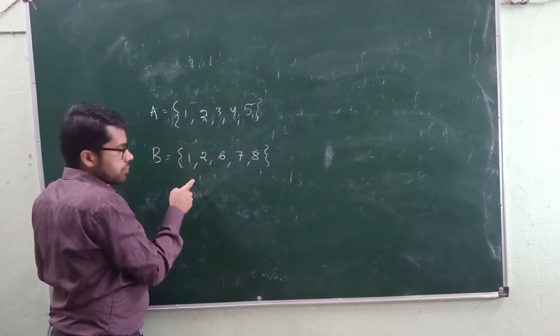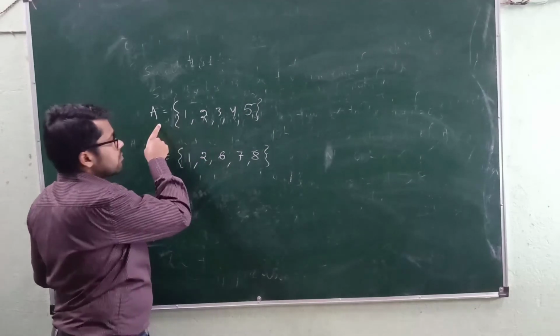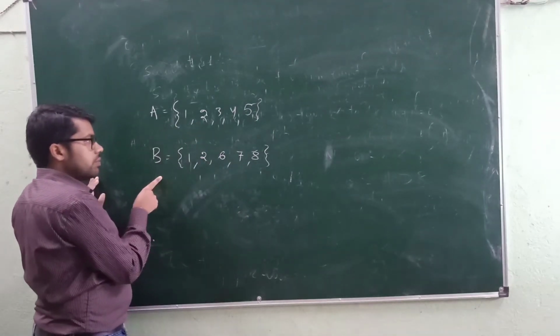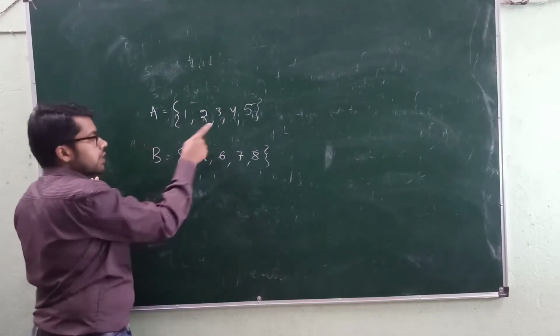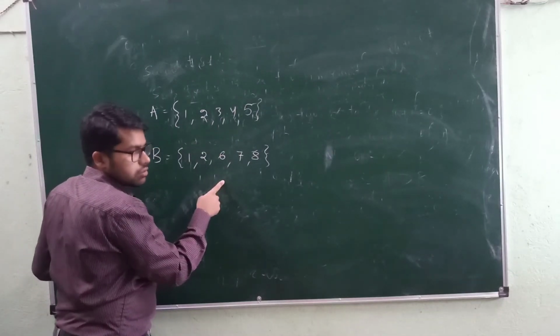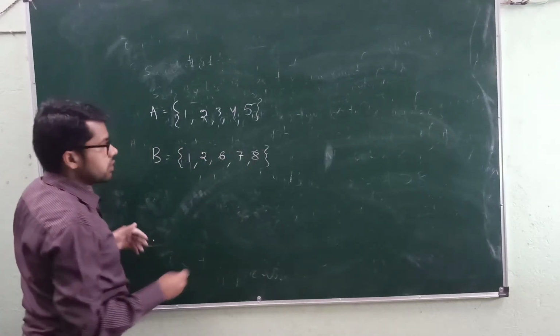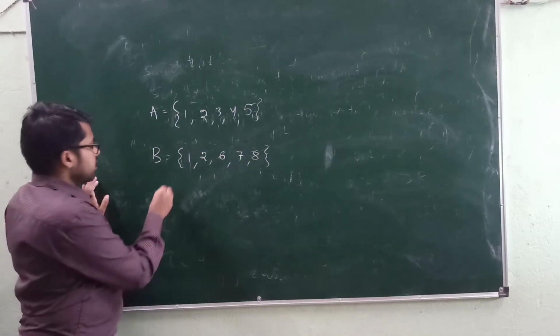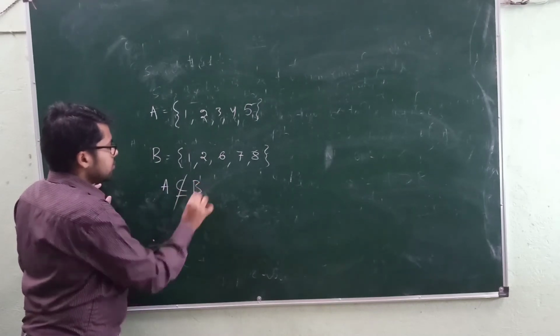Can 1 be in B? Yes, 1 is in the set B. What about 2? 2 is a member of A. Again 2 is a member of B. Okay. Now consider 3. 3 is a member of A. Can 3 be a member of B? No, 3 is not a member of B. So that means from here onwards there is no need to proceed, and we can clearly write here A is not a subset of B.